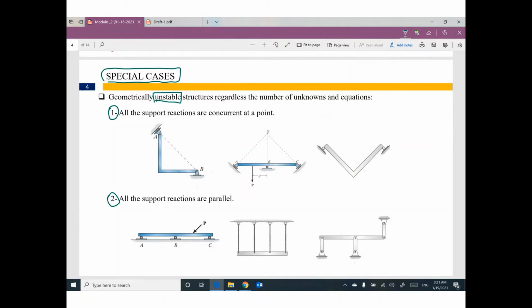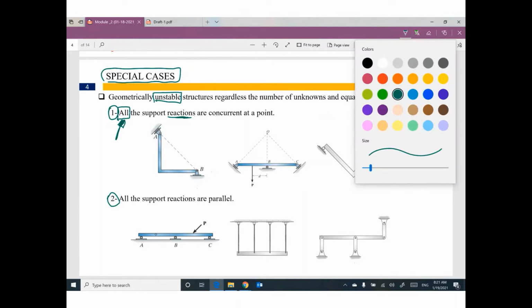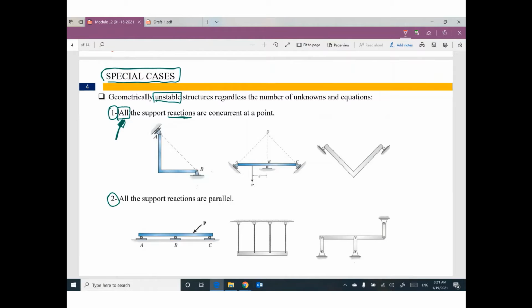The first one: if all, and please pay attention to all, reactions are concurrent at one point. I'm sorry, what do I mean by concurrent? Okay, let's look at this structure. We have a structure that looks like an L. We have two supports. This one is a hinge. This one is a roller.